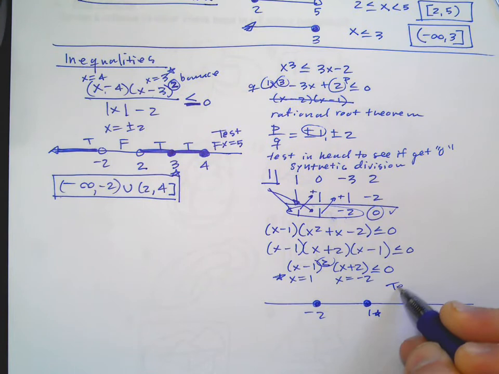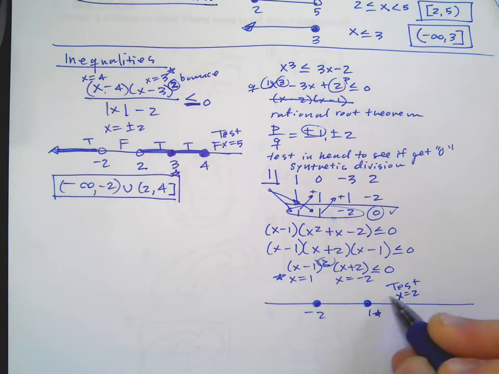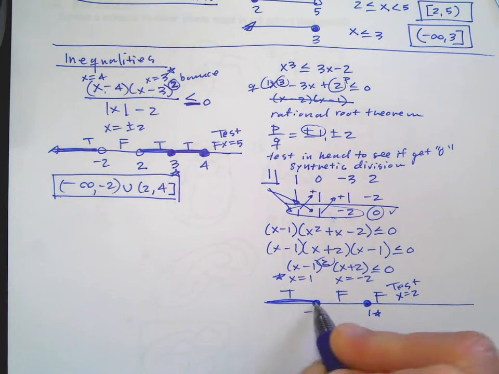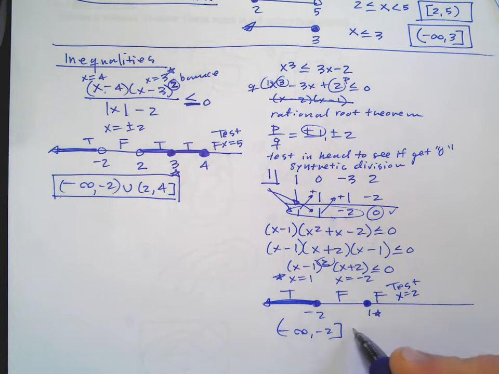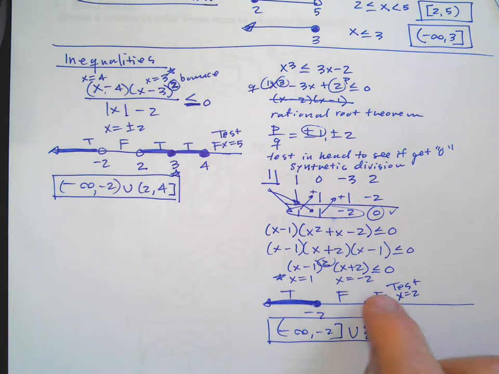So solid dots, both of these. Test a value. I like testing far right. Write down what you test. Positive, positive, false. Stays false, true. So the answer is negative infinity to negative 2. And some people would say, oh, that's it. That's a solid dot, though. Union curly braces 1. That's called set notation. It's just a single solid dot. Now, if it was an open dot, we wouldn't have put it.